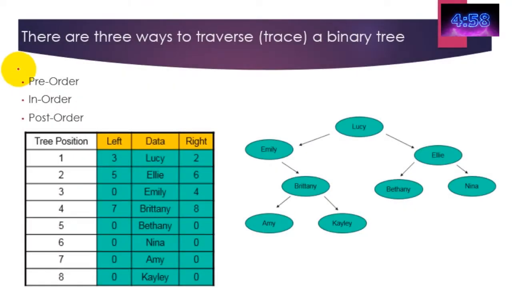Well, there are lots of different ways, but these are the three I'd like you to remember: pre-order, in-order, and post-order. And here's a tree structure. Okay, it's currently unordered, but we're going to be searching it using these three types of search and be able to then produce an output list.